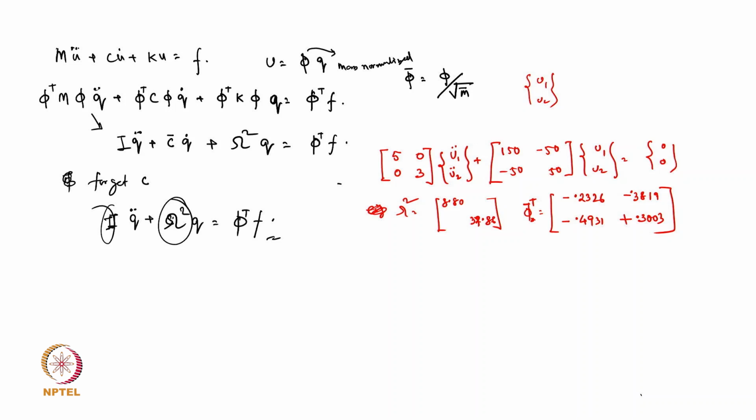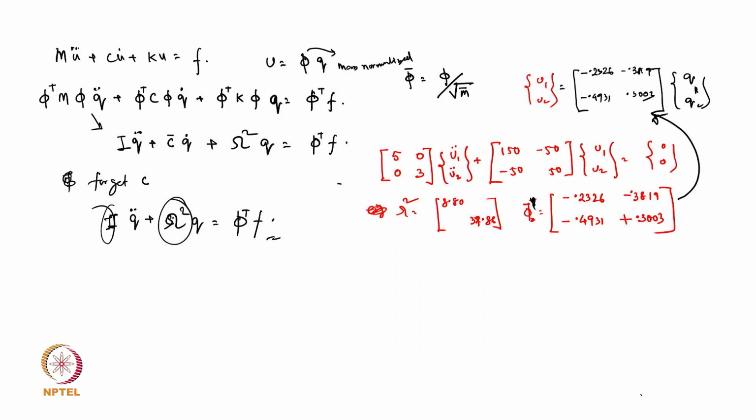Okay. So now what I did first, I first try to change my u to a coordinate q, q1, q2, using this transformation. That is not phi transpose, that is phi only. That is minus 0.2326 and minus 0.4931, minus 0.3819 with 0.3003. Just this matrix I just substituted here.